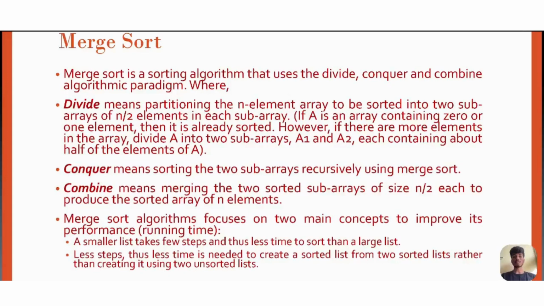Next we can see merge sort. Merge sort is a sorting algorithm that uses the divide, conquer, and combine algorithm paradigm, as we saw in the previous slide. Merge sort focuses on two main concepts to improve its performance. A smaller list takes fewer steps and thus less time to sort than a large list. Fewer steps, thus less time is needed to create a sorted list from two sorted lists rather than creating it from an unsorted list.